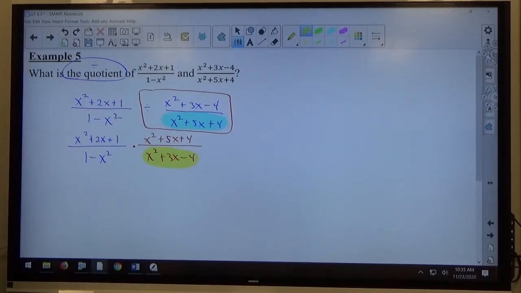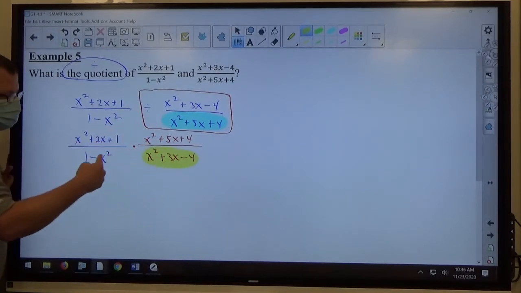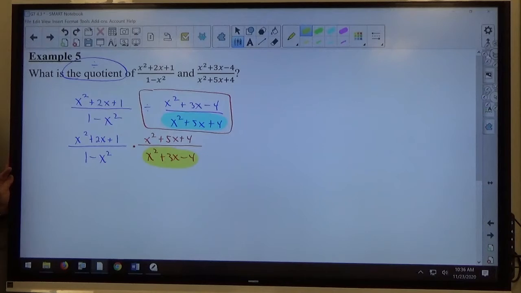So when I go for domain in this one, I have to consider what makes this 0, what makes this 0, and what makes that 0. Those three things are all going to play into the domain. Other than that, everything else is the same as it was before. You've got a multiplication of rational expressions problem.